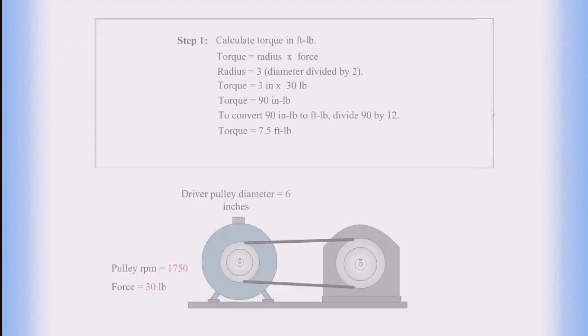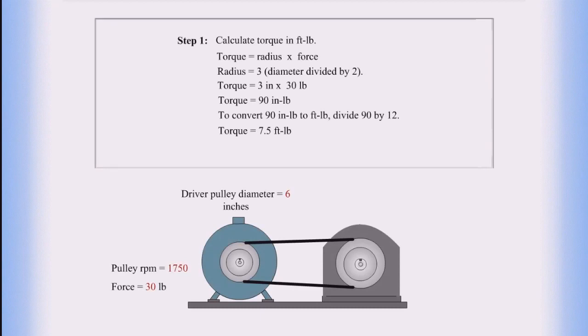Step 1. Calculate torque in foot-pounds. Torque equals radius times force. Radius equals 3 times the diameter divided by 2. Torque equals 3 inches times 30 pounds. So torque equals 90 inch-pounds. To convert 90 inch-pounds to foot-pounds, divide 90 by 12. So torque equals 7.5 foot-pounds.